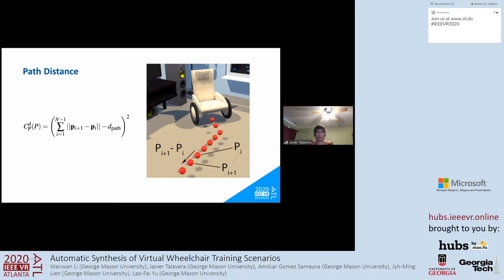The path distance cost, which measures the difference between path distances p and the user-specified target distance d_path, is denoted here. As shown in the right figure, the total distance of a path can be calculated by summing up the distances between every two adjacent nodes in the path, p_i and p_(i+1).